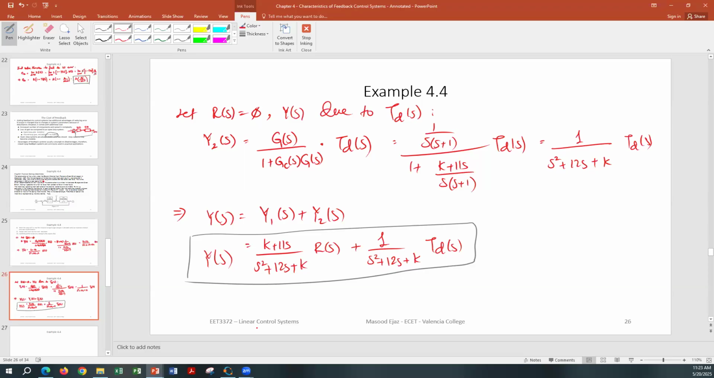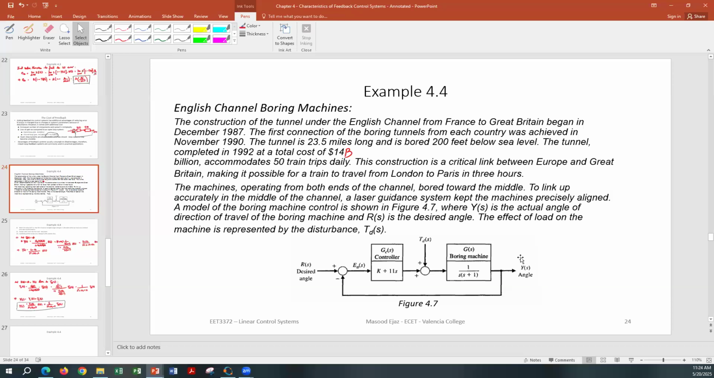So this is the output. If you go again to the description, this output represents the actual value of the angle. If you read the last one, the machine operating from both ends of the channel bores towards the middle to link up accurately in the middle of the channel. Laser guidance system kept the machine precisely aligned. The model of the boring machine control system is shown here. So that's the control system of the boring machine. Y(s) is the actual angle of the direction of travel of the boring machine, and R(s) is the desired angle.